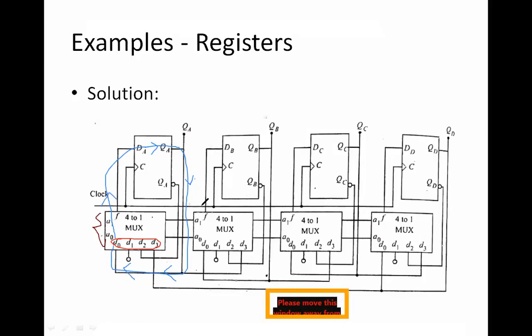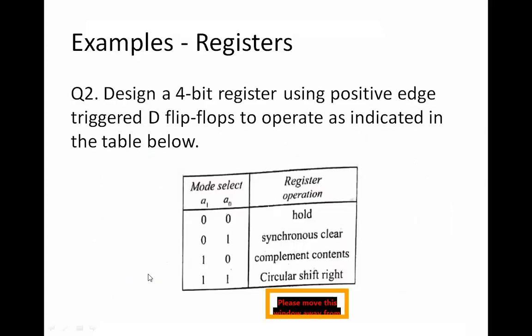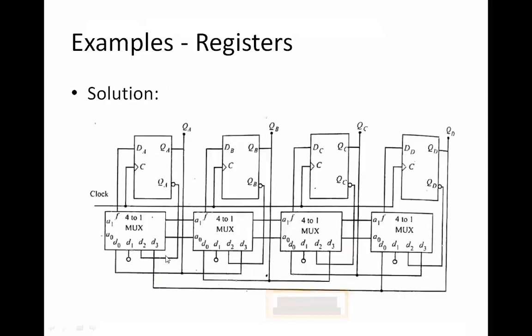Now let us go back, and we will see for 1 1 what is going to be our operation. So for 0 0, that is done. Next, 0 1 is synchronous clear, synchronous clear. Which means D1 is going to be selected. So when I say synchronous clear, I can give my inputs here. Directly I can give my inputs here.